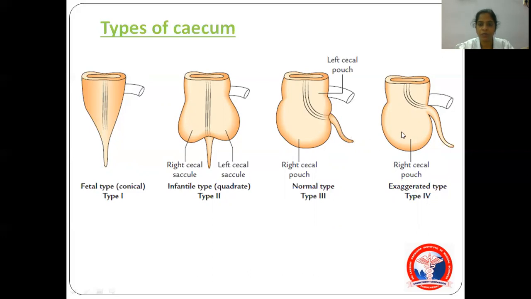The fourth type is the exaggerated type. In the exaggerated type, the right sacule will be enlarged more compared to the left sacule. So that is named the exaggerated type. So 4 types of cecum are there: the fetal type, the infantile type, the next one is the normal one, that is type 3, and the fourth one is the exaggerated type, that is type 4. Okay, is it clear?